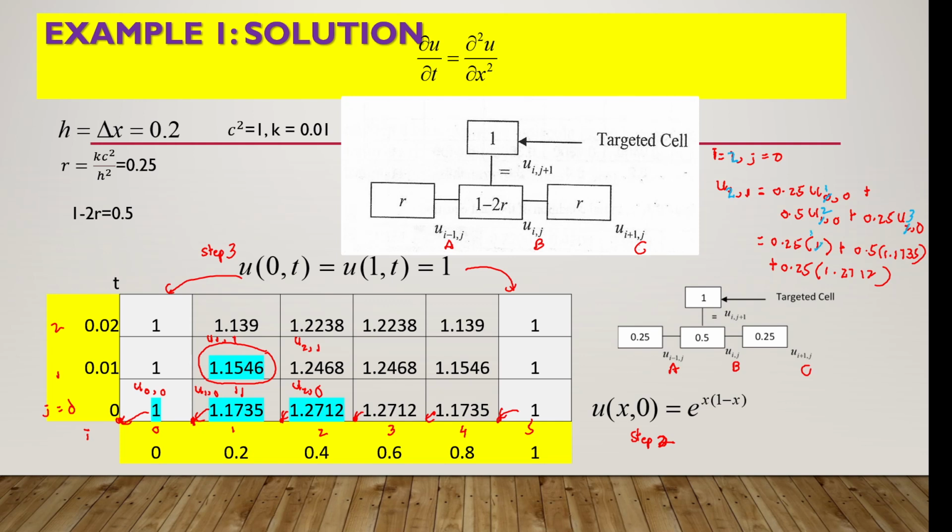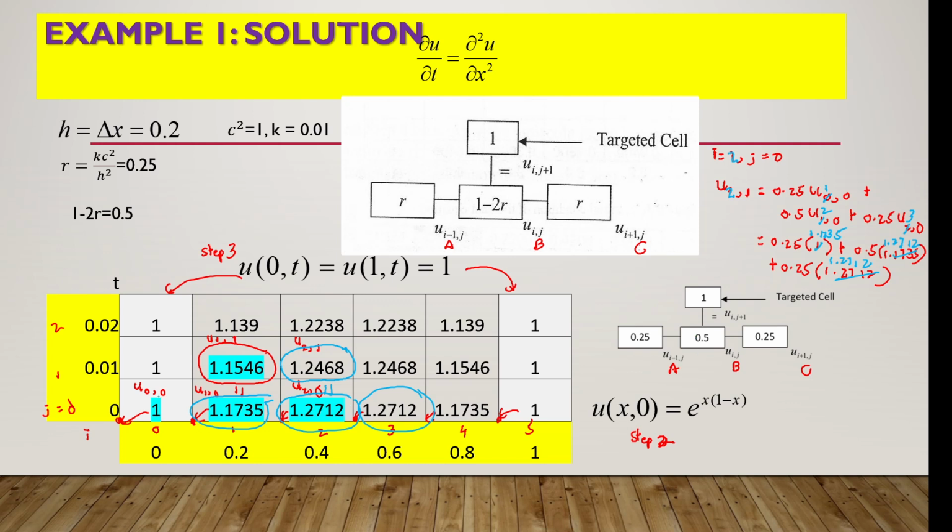This value becomes 1.1735. This one becomes 1.2712. This value becomes 1.2712 because they are symmetric. So you see the pattern is repeated. When you calculate U11 to U21, it looks like you move your molecule. Now you target here. So your left is here, center is here, right is here. So when you target at U21, your A is this value, B is here, C is here.